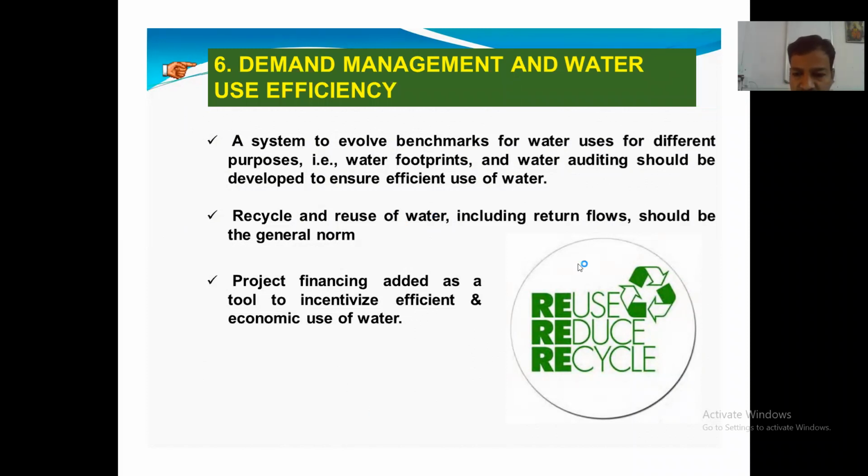For this, the three R's are used: reuse, reduce, recycle. For effective water management and water use efficiency, this system should be formed.